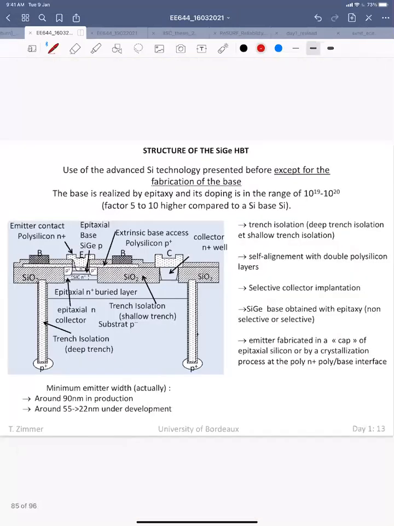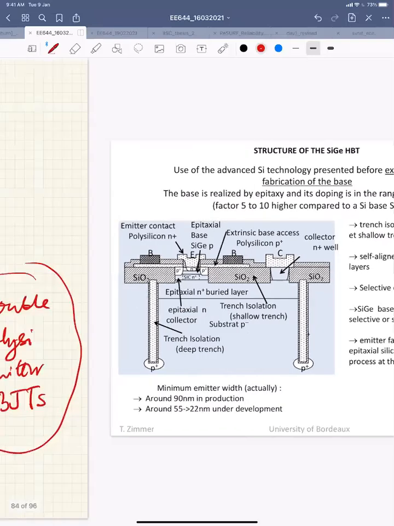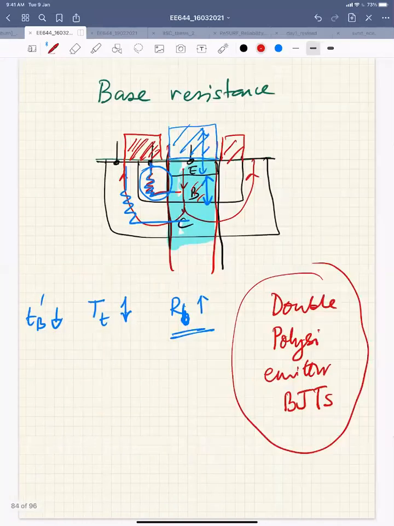Okay, so when you go to the structure of a typical silicon germanium HBT... Sir, in the polysilicon base, that will be the outside part, similar to the polysilicon in the emitter, which will be outside? Yeah, I'll show that in the structure.